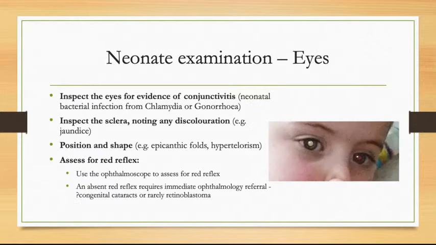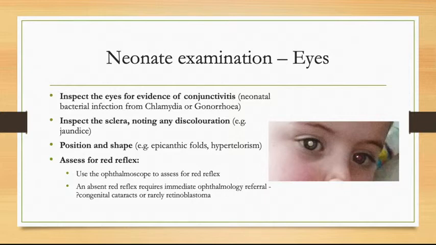So moving on to the eyes. As I said again, if the eyes are open, check the eyes first. When the baby starts crying, when they cry so hard, their eyes close up and you can't see anything, and it's a bit of a hassle to try and open their eyes then. But before you check for red reflex and look for retinoblastomas or cataracts, you need to check if there's evidence of conjunctivitis. So neonatal conjunctivitis is usually caused by a bacterial infection from chlamydia or gonorrhea, and if untreated, it could cause blindness, so you do need to rule that out.